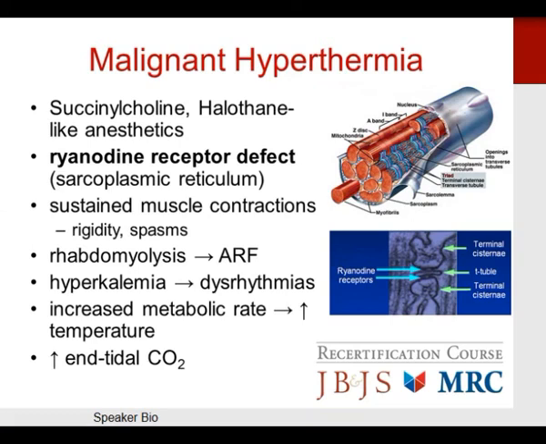The earliest sign is going to be actually end-tidal CO2 elevation. When the patient is breathing out, they have an increase in end-tidal CO2. Increased temperature is actually a late finding.